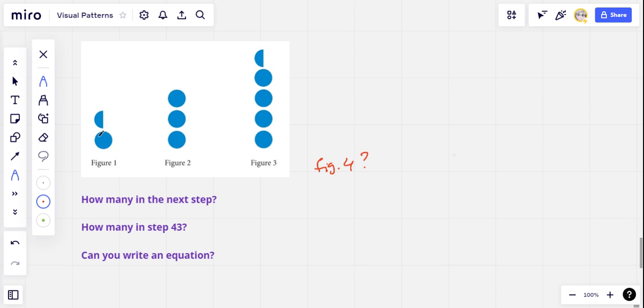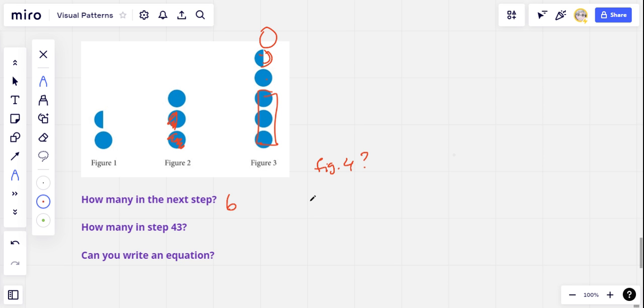So I see 1.5 here. If I just mark that off, there's 1, and I'll cut this 1.5. There's the half. So then what I add to get to figure 2 is another 1.5. And then here's figure 2 here. And yeah, I've added another 1.5. So if I were going to guess what's in figure 4, I would just add another 1.5. I'll add the half here and another 1 up here. And that would give me a total of 6 circles. So my prediction for figure 4 is 6 circles.